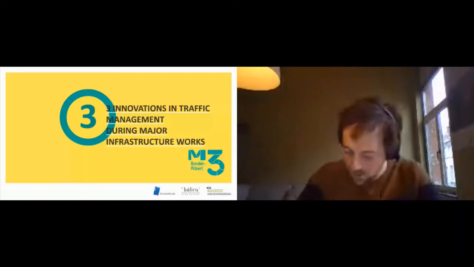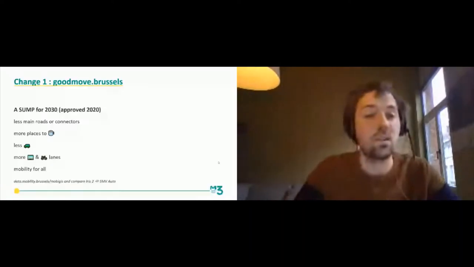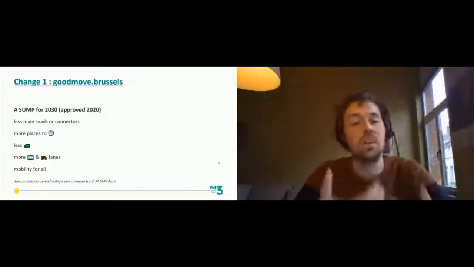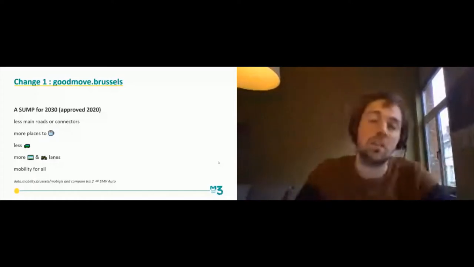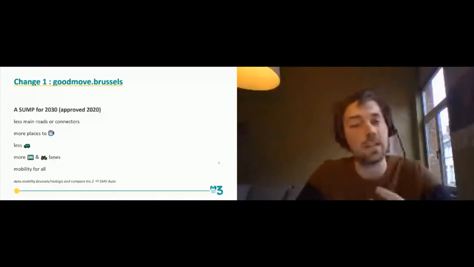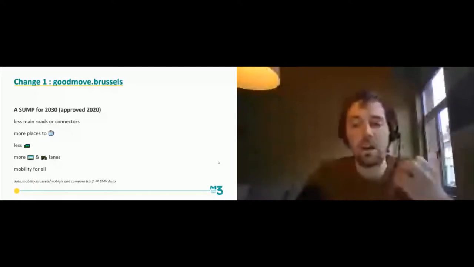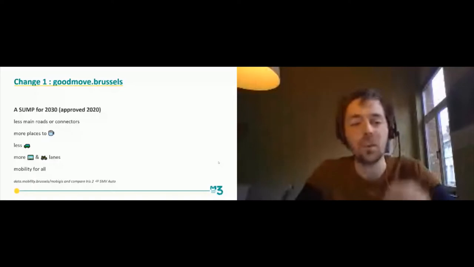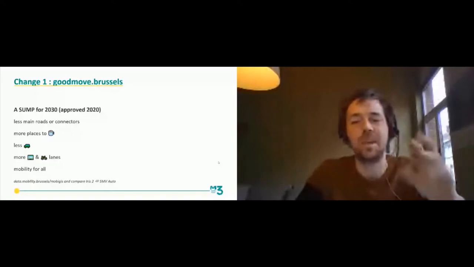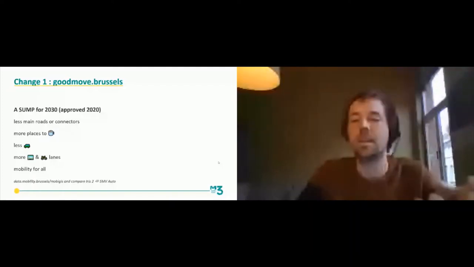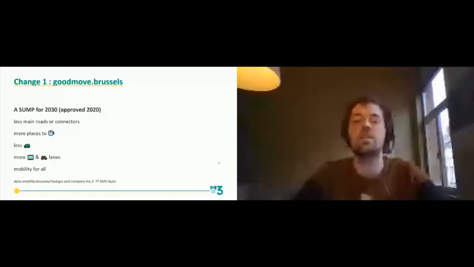And the first change is that Good Move is a new SUMP that was approved this year for the next 10 years. And it is a SUMP that is very ambitious. This is the major road network today, and this is how it will look in 2030. And you see that a lot of roads are made local and are not real connectors or main roads anymore. And I think this is a major change and shift for us.